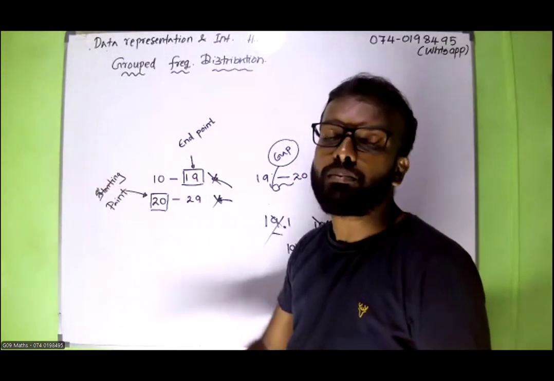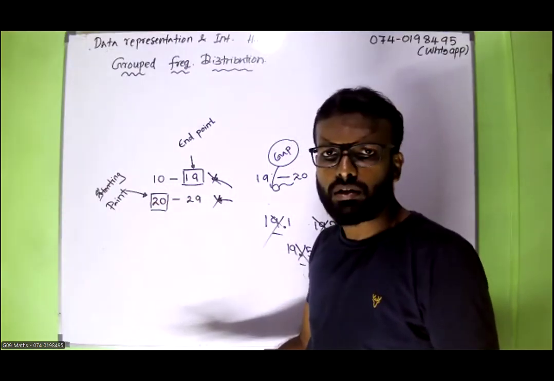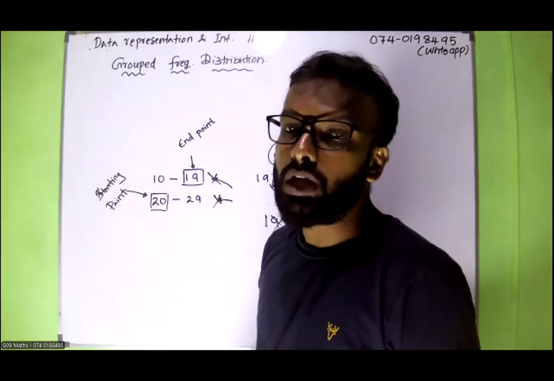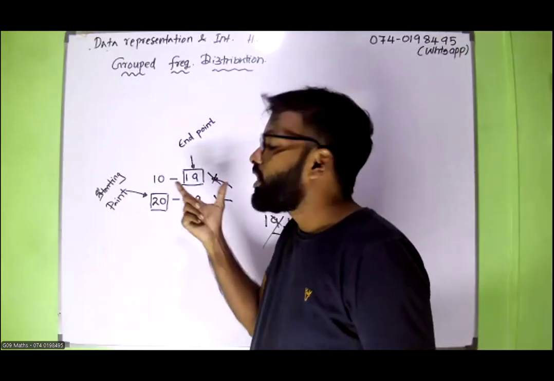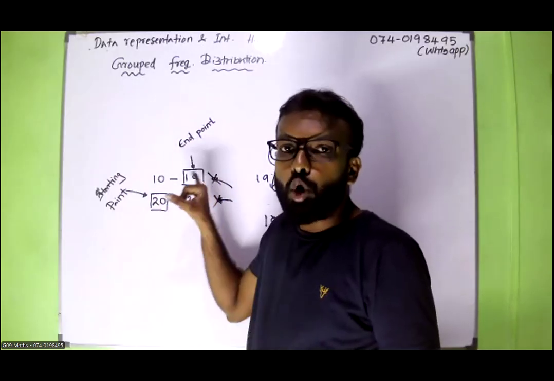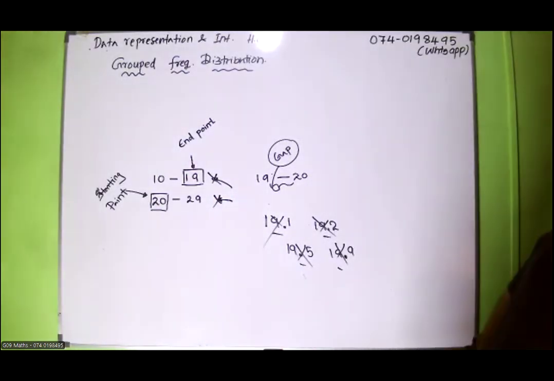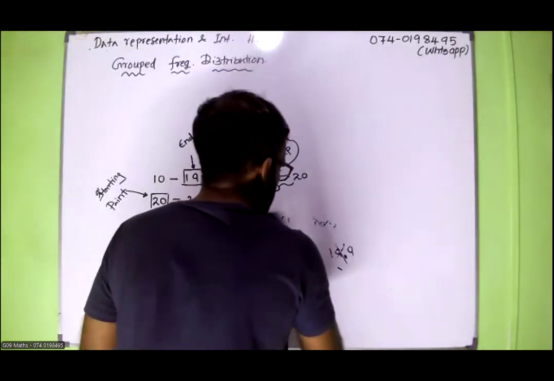You cannot put them because there is a gap between 19 and 20. So what do we need to do? That is the thing that we discussed earlier. We are going to close the gap. So how are we going to close the gap?